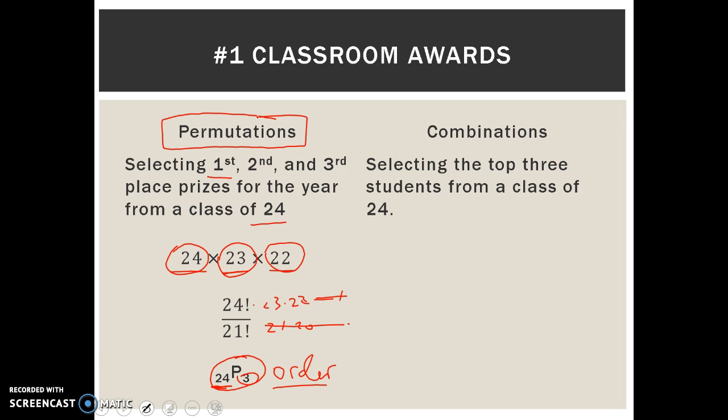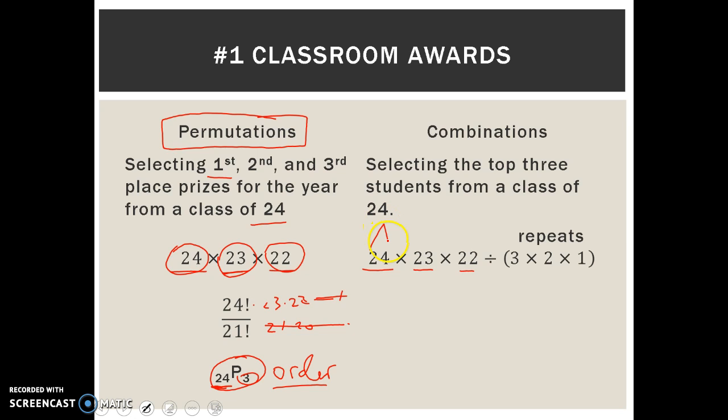Similar situation that involves a combination would be something like this. Suppose you're just going to select your top 3 students from your class and give those 3 students, let's say, an award certificate. So again, you would have something like this. You would have 24 for the first person you chose, 23 for the second one you chose, and 22 for the third one that you chose.